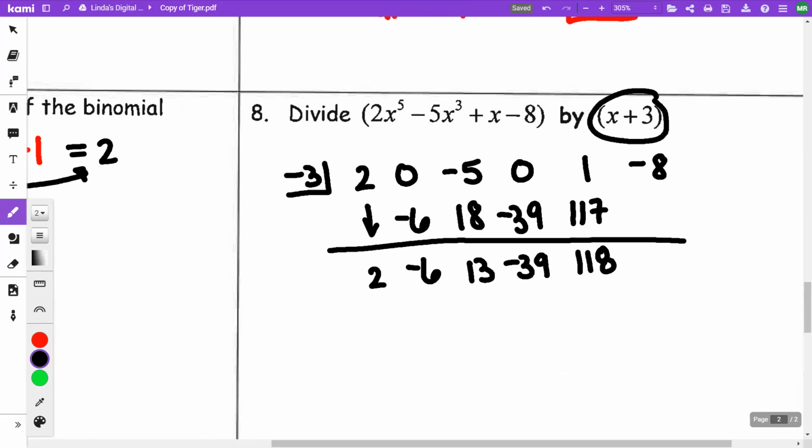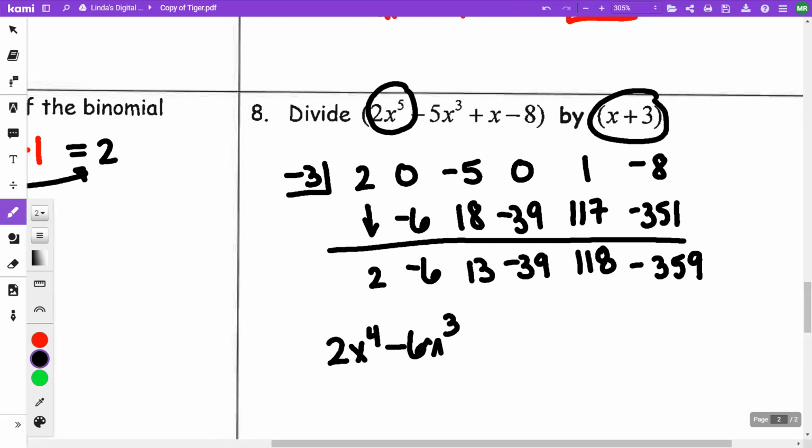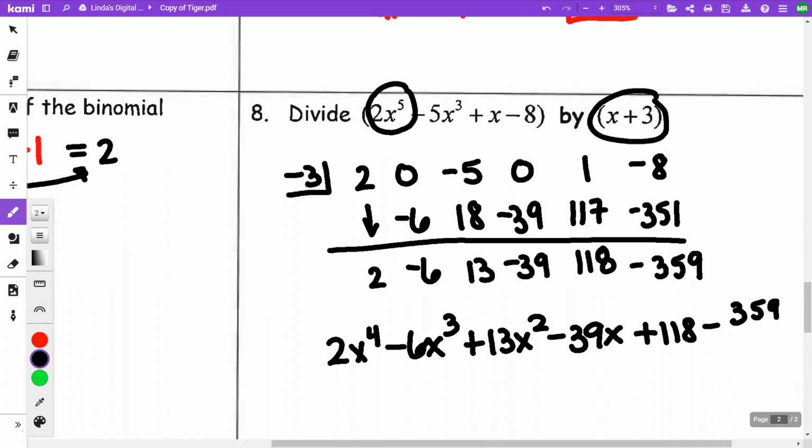118 times negative 3 is negative 351. So that's going to be a negative 359. So this was a fifth power. So this is going to be 2x to the fourth minus 6x cubed plus 13x squared minus 39x plus 118 minus 359 over x plus 3. And that's our answer.